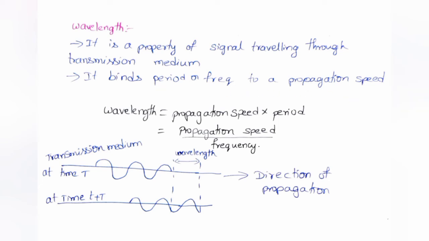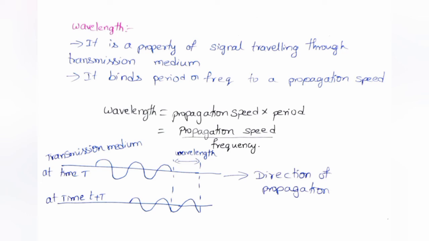Okay, that means propagation speed into period, and we know that wavelength is the distance a simple signal can travel through the transmission medium in one period of time. Okay, so if you consider the formula, distance equals speed into time, right? Here we are considering the wavelength as the distance and propagation speed into period as time. So you can consider the wavelength as the distance a signal is traveling through the transmission medium.